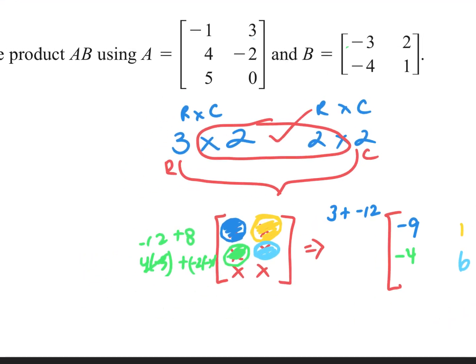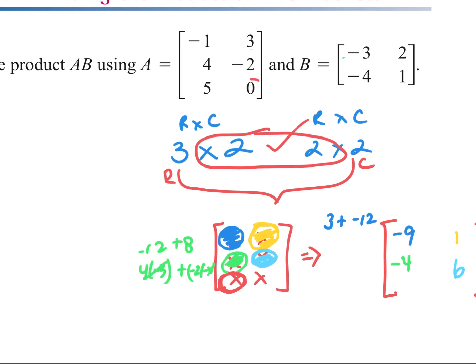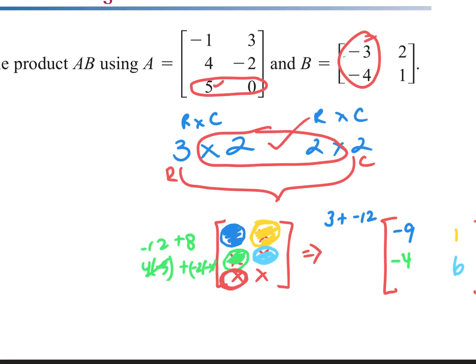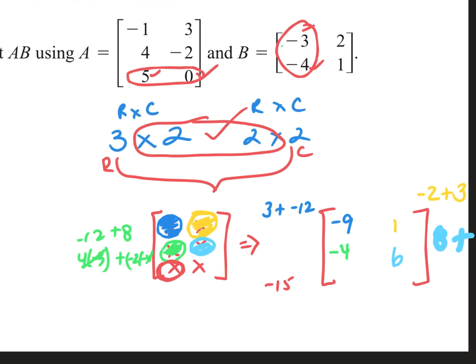All right, so now what am I looking for? I'm going to circle this X right here. Where is that X? Third row, first column. So in the third row and first column, the first times the first. 5 times negative 3 is what? Negative 15. What is 0 times negative 4? 0. So what's negative 15 plus 0? Negative 15.